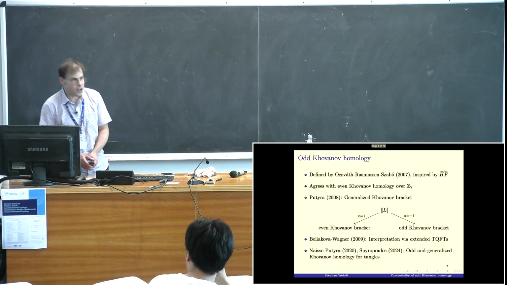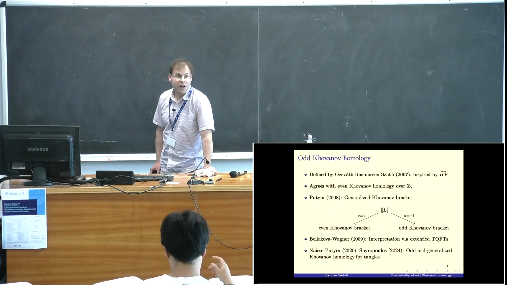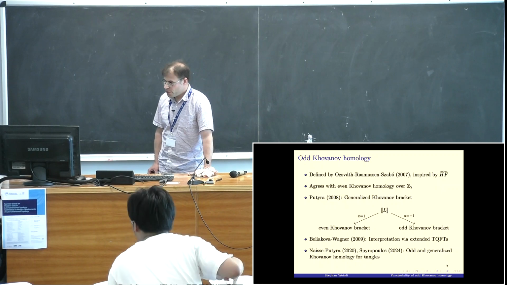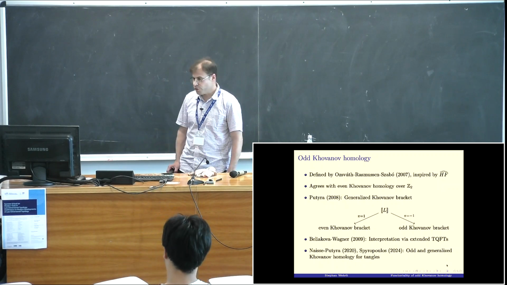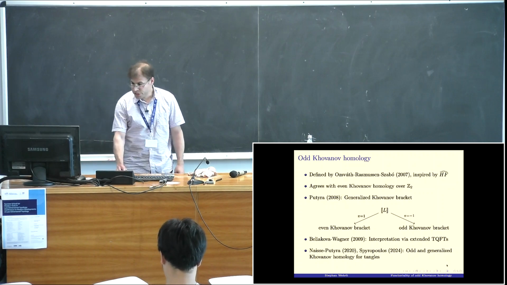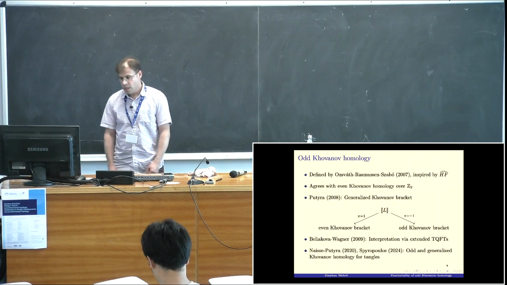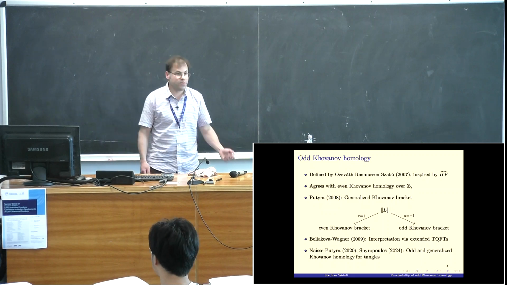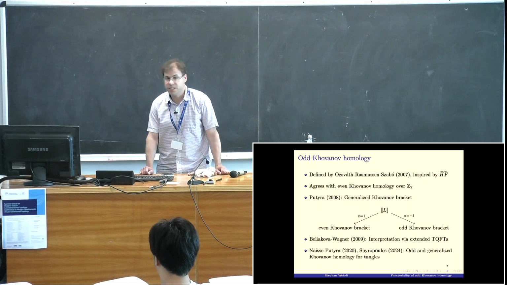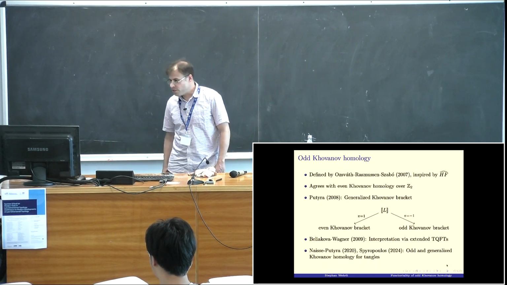But today, I want to talk about odd Khovanov homology. So odd Khovanov homology was discovered by Ozsváth, Rasmussen, and Szabó in 2007. It's inspired by Heegaard Floer homology. So it should admit some spectral sequence that converges to the Heegaard Floer homology of the orientation reverse of the branched double cover. It agrees with even Khovanov homology over Z/2 coefficients, but not over integer or rational coefficients.